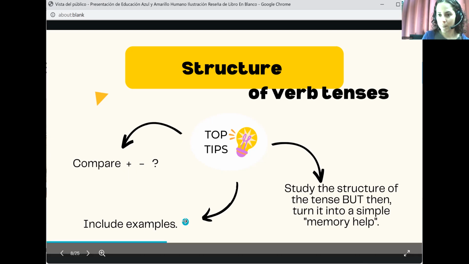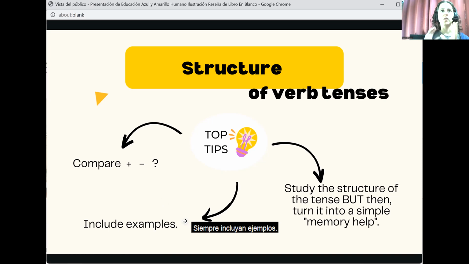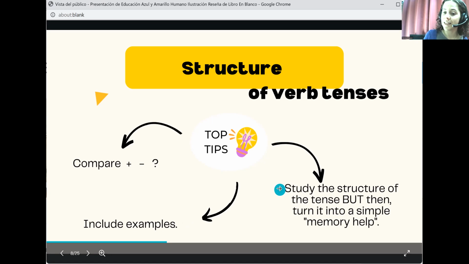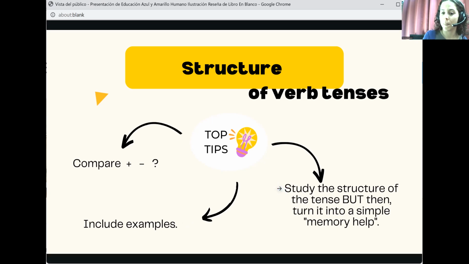Always include examples, yeah? Don't go to study a verbal tense if you don't have any example. If you study person, have or has, verb in the third column, okay, that will fly away. You will never see it again. So study person, have or has, verb in the third column. I have been here. She has told me this. Always with examples.